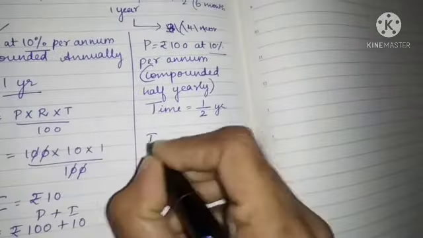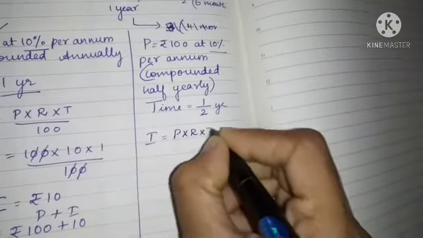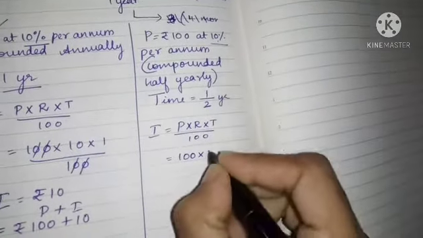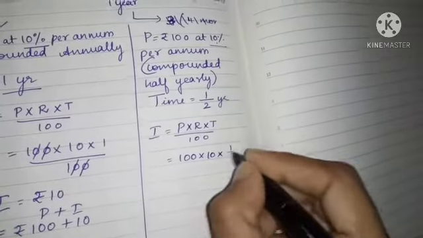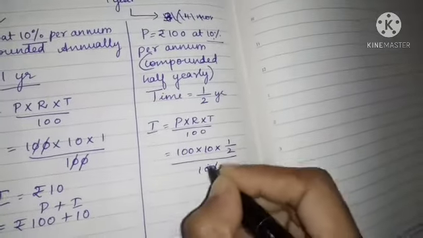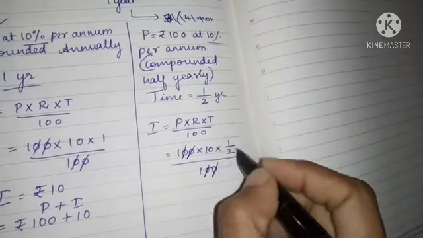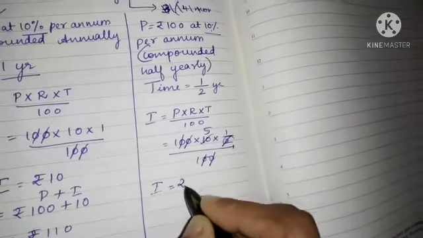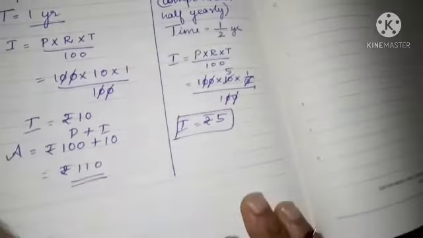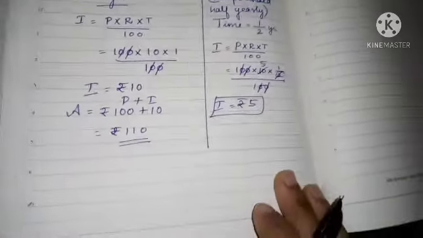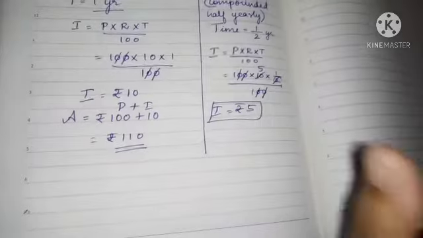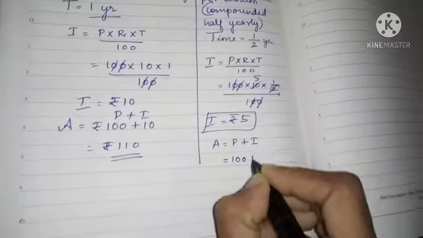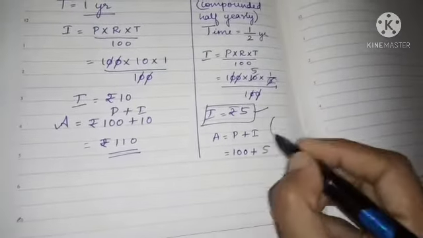I is equal to P into R into T divided by 100. So principal 100, into rate of interest 10, into time 1/2, divided by 100. The zeros cancel. This is the denominator, this is the numerator. Keep it in your mind. 2 ones are 2, 2 fives are 10. So interest is equal to 5 rupees. What will be the amount you have to pay for the 6 months? Amount will be principal plus interest. Principal is 100 rupees, interest is 5 rupees. This is for 6 months.